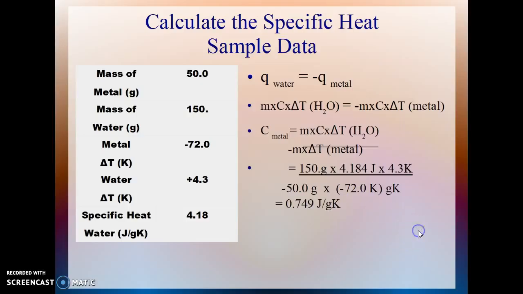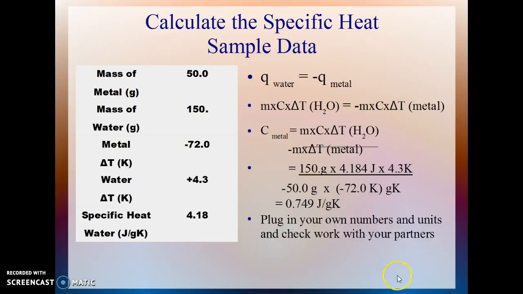When we do the arithmetic, we find the specific heat of this metal or alloy is 0.749 or 0.75, probably with 4.3, two significant digits here, joules per gram Kelvin. Now you plug in your own numbers from your lab, from your investigation, your numbers in units, and then check your mathematics with your partners. And please remember, when you're doing the specific heat capacity of a metal, the answer has got to be less than 1.